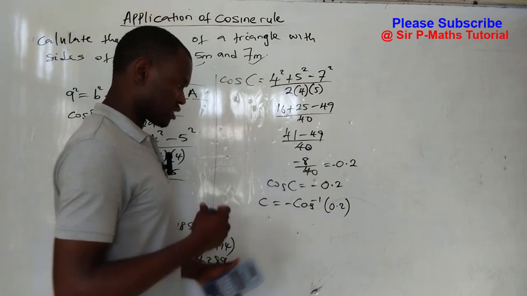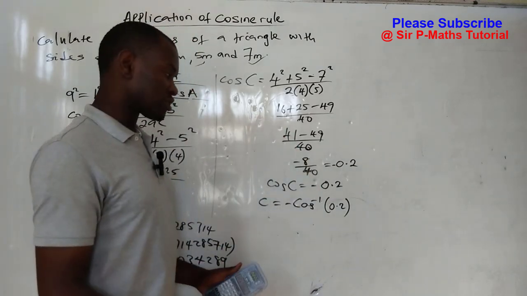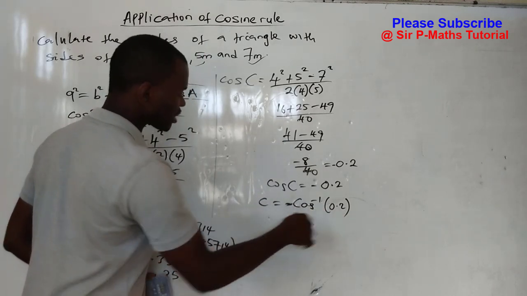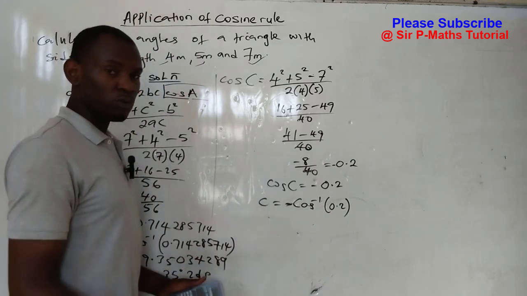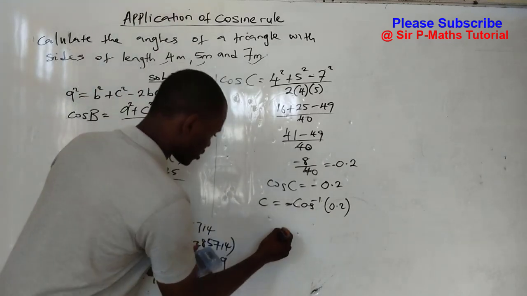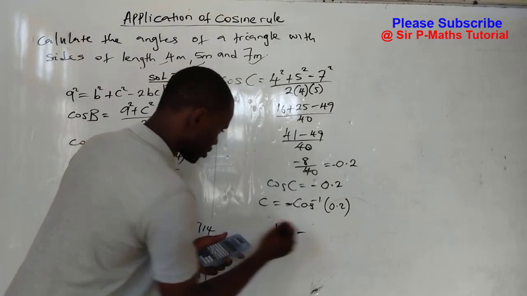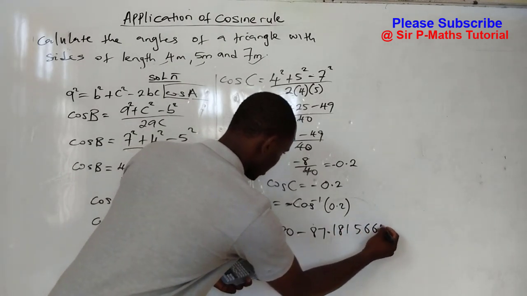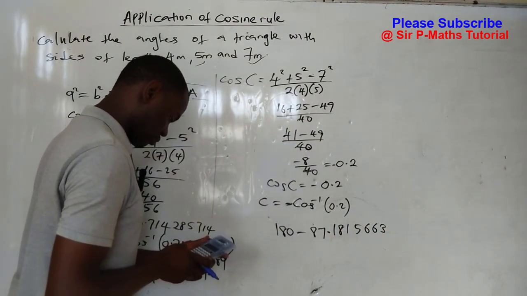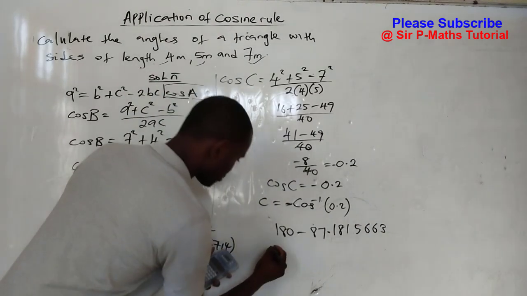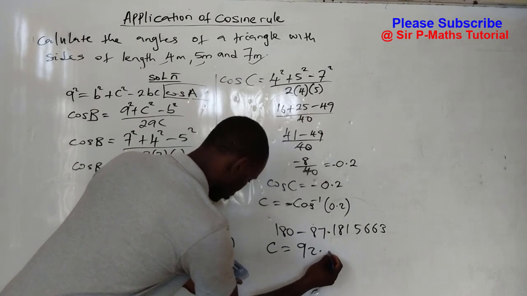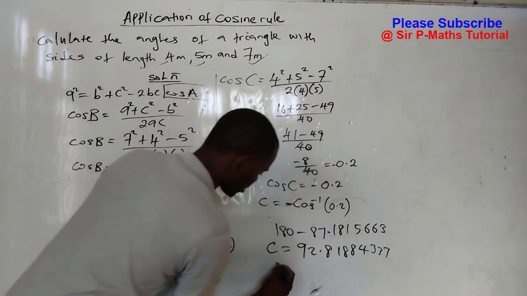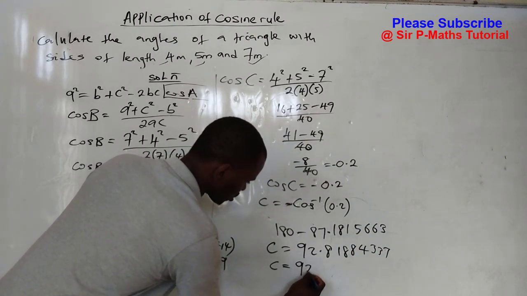Okay, and how do we handle such angles? We subtract them from 180 degrees. So what you do is to factor out this minus here, then press this one in your calculator. Whatever angle you get, subtract it from 180 degrees. So having pressed this, I will have 180 minus whatever I have here, 87.1815663. Then we subtract. This will give me C to be equal to 92.81884337. Let's approximate to 1 decimal place.